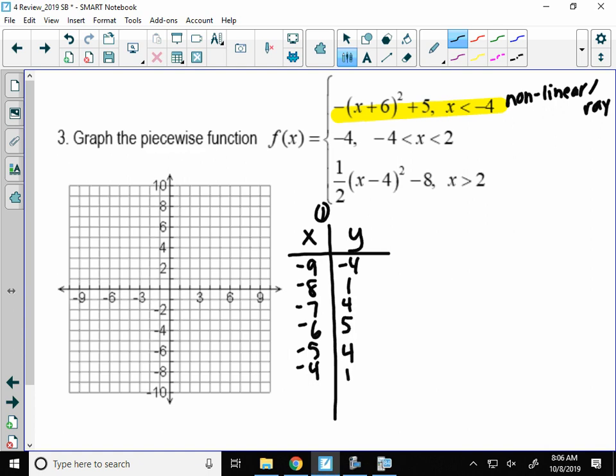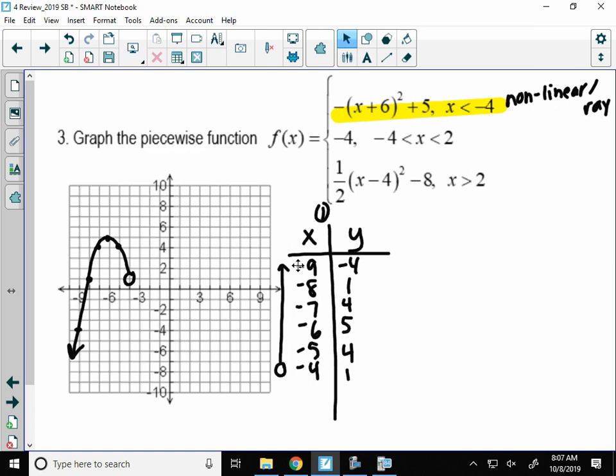Now this is going to be an array. I'll have an open dot at negative 4, and when I connect those, I'll have an arrow going to the end. So I'll have negative 9, negative 4, negative 8, negative 8, positive 1, and negative 4, 1 here. And that's going to have an open dot. When I connect these, I'll have an arrow. That's the first piece of my graph.